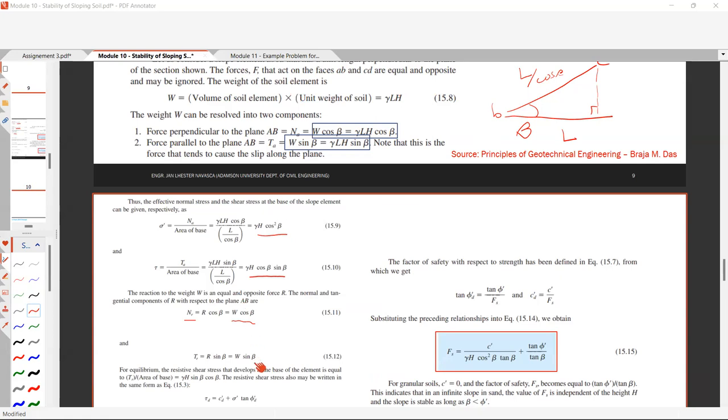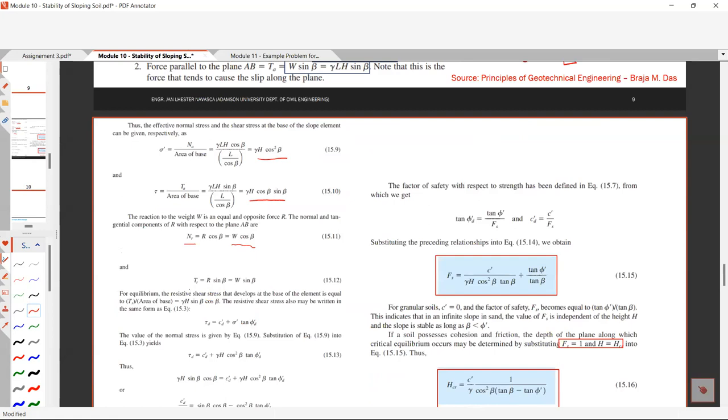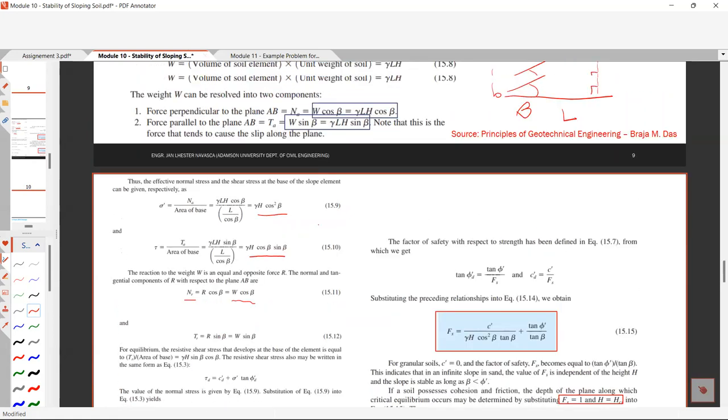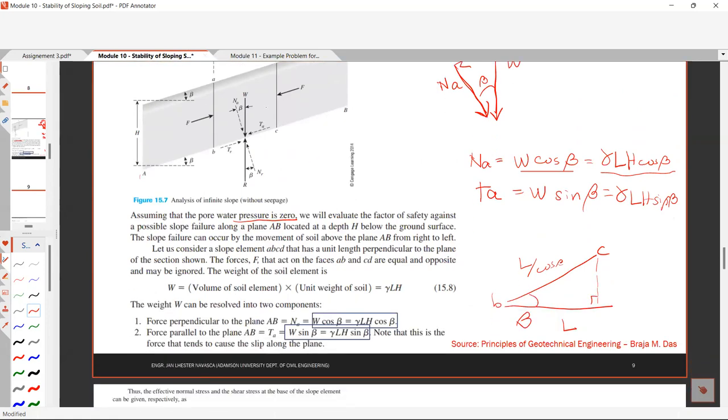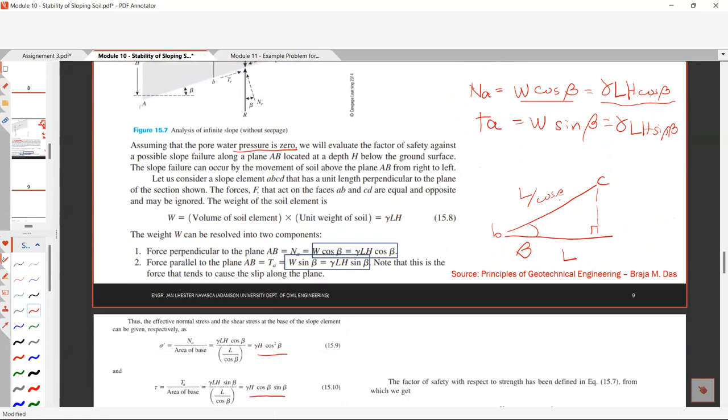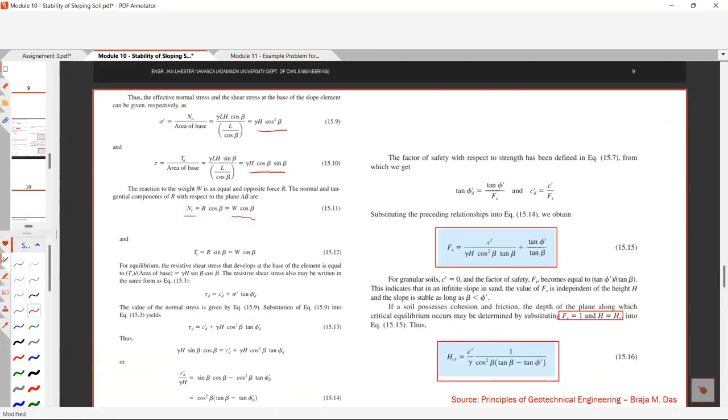Since R is equal to W, we can say that R cosine beta is equal to W cosine beta. Okay, and your T sub R is equal to your T sub A, but in a different direction. Whereas your T sub A is W sine beta, and we can change W to R since they are the same. Therefore, your T sub R is equal to R sine beta, which is equal to W sine beta.